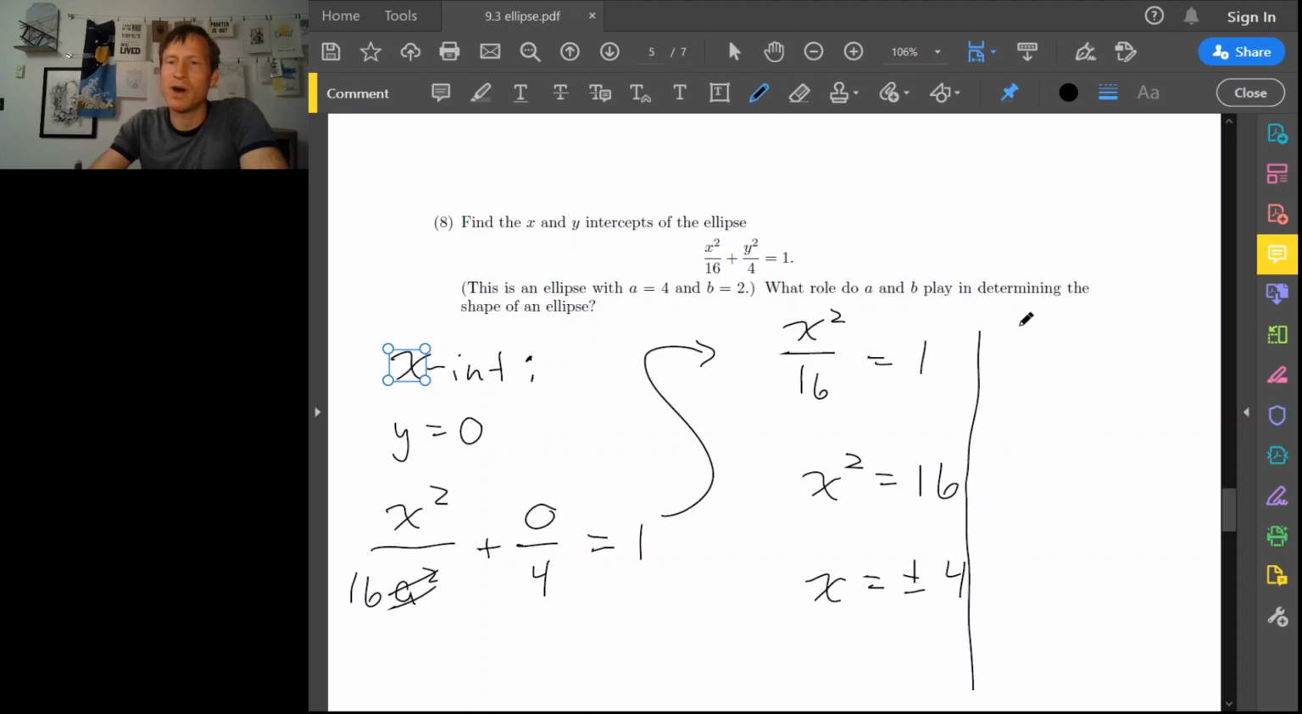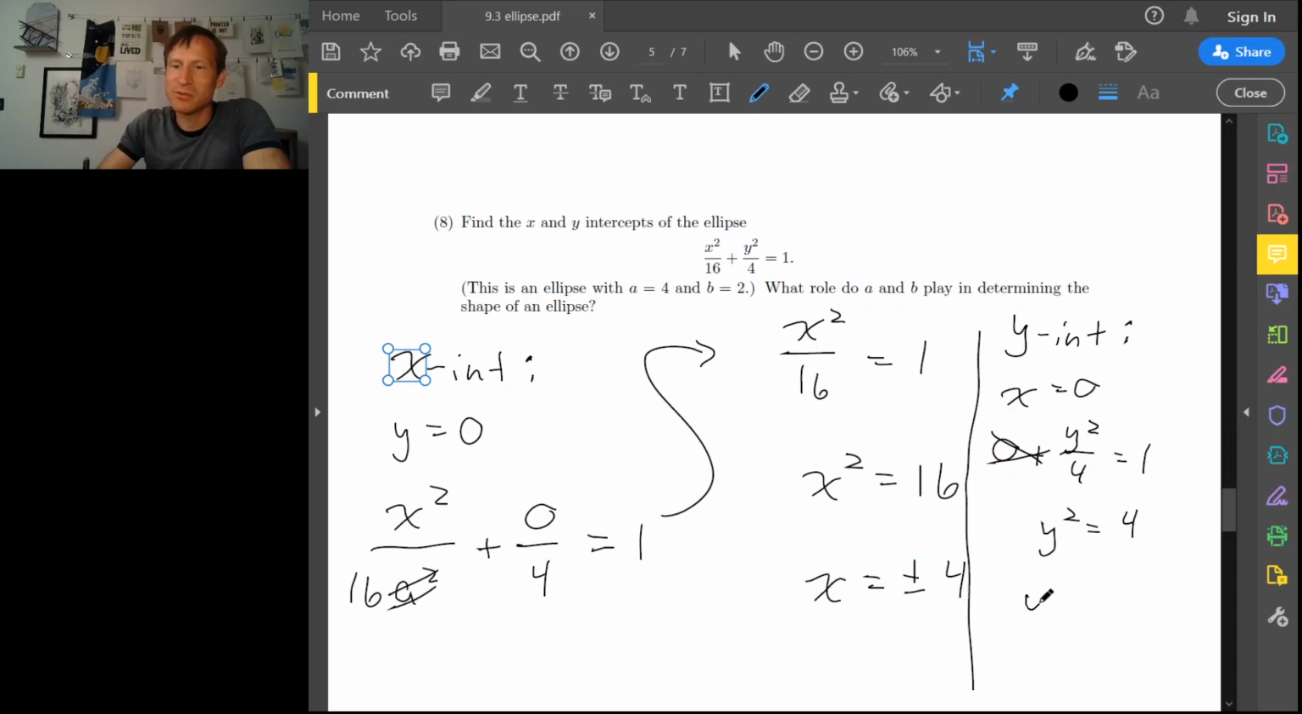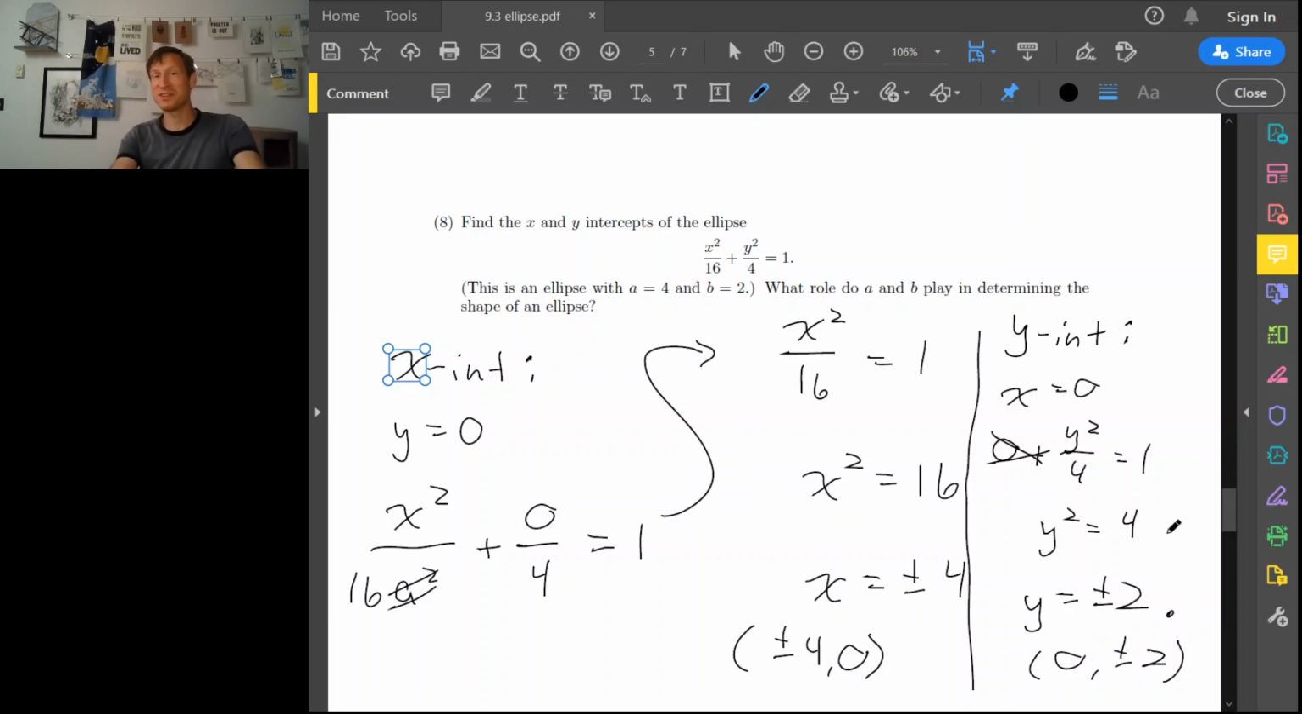Now we can do the same thing for the y-intercepts. To find the y-intercepts, we're going to plug in x equals 0. And that gives us 0 plus y squared over 4 equals 1. So this 0 doesn't really add anything. So now we can multiply both sides by 4. y squared equals 4. And then take square roots. y is plus or minus 2. So that means the x-intercepts are going to be plus or minus 4, 0. And the y-intercepts are 0, plus or minus 2. All right, pause the video and work on the next problem on your own.